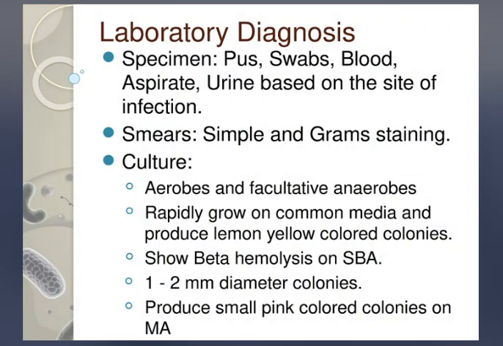Laboratory diagnosis involves collecting specimens like pus, swabs, blood, or urine, depending on infection site. Smears are stained simply and with gram stain. Cultures grow rapidly on common media, producing characteristic yellow colonies and showing beta hemolysis on blood agar. On MacConkey agar, small pink colonies appear. These features help confirm Staphylococcus presence.